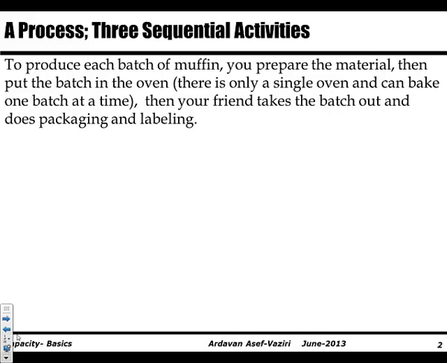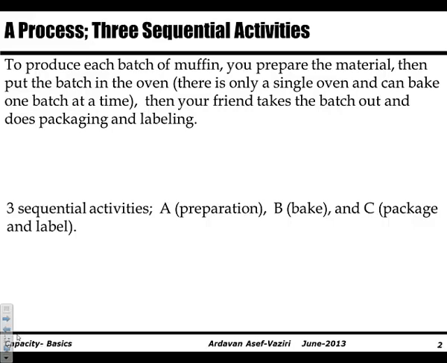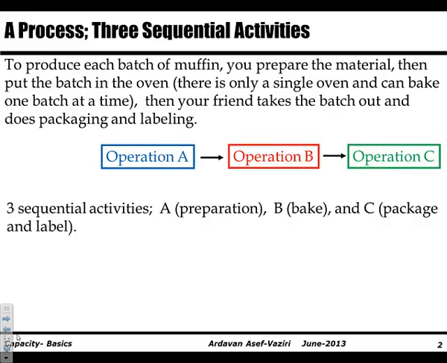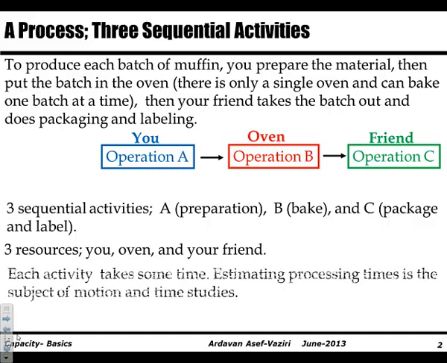To produce each batch of muffin, you prepare the material, then put the batch in the oven. There is only one oven, and the oven can handle one batch of muffin at a time. When the bake is done, your friend takes the batch out of the oven and does packaging and labeling. So we have three sequential activities: preparation, bake, and package and label. We refer to them as operation A, operation B, and operation C. Three resources: you, oven, and your friend.